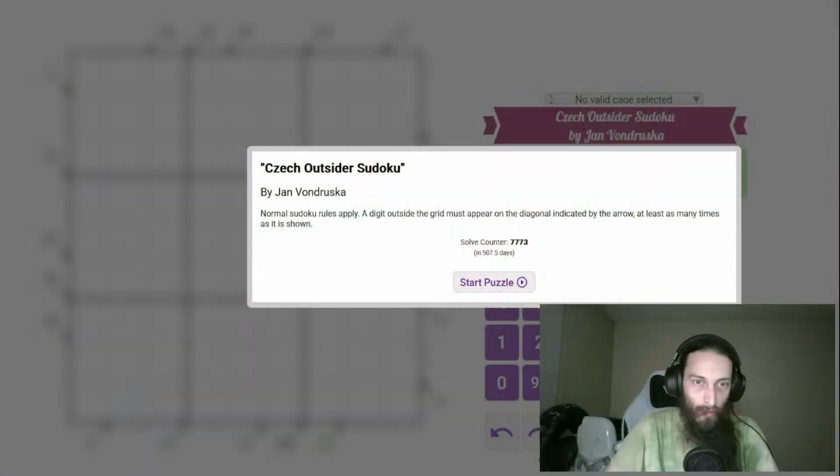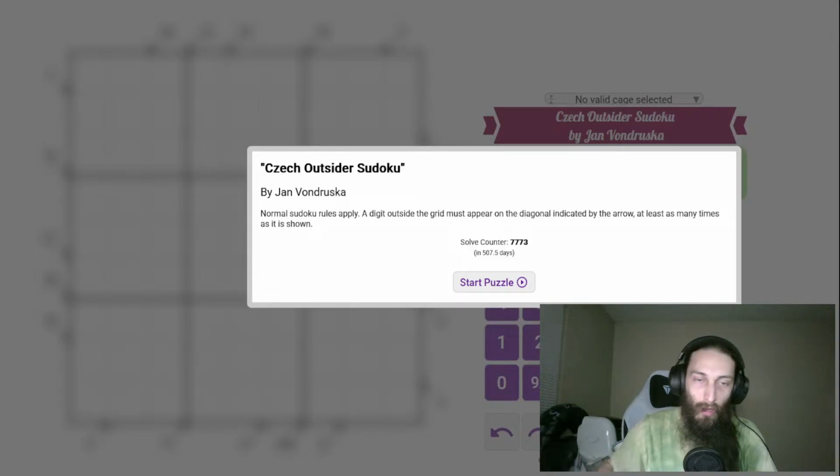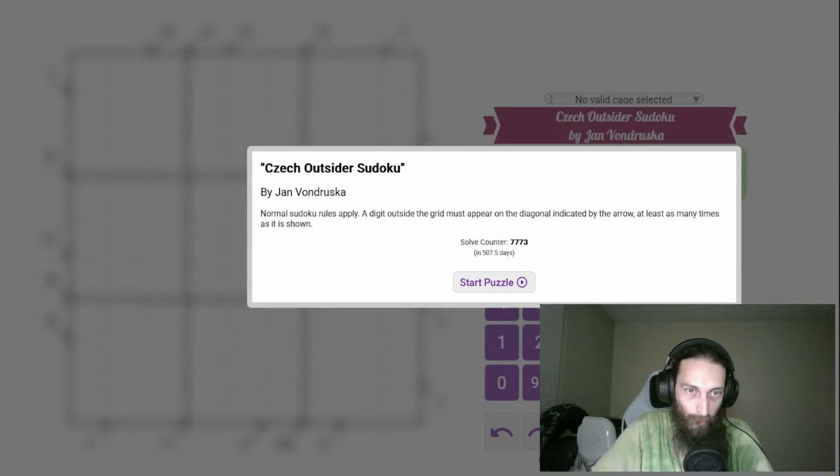that makes it Sudoku time. Just get right into it. So, first puzzle for today is going to be Check Outsider Sudoku. It is in the chat. This Check Outsider Sudoku by Jan von Bruska. Hopefully that is close to being correct.